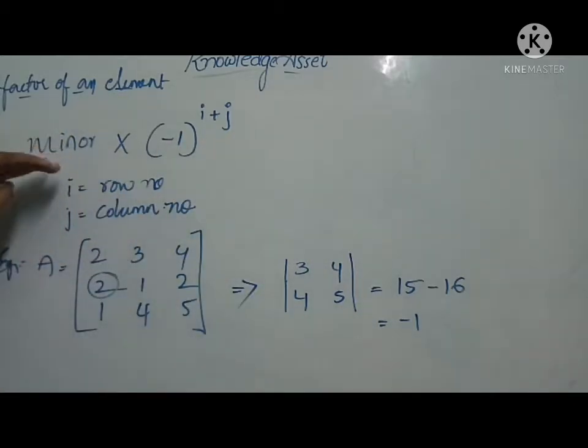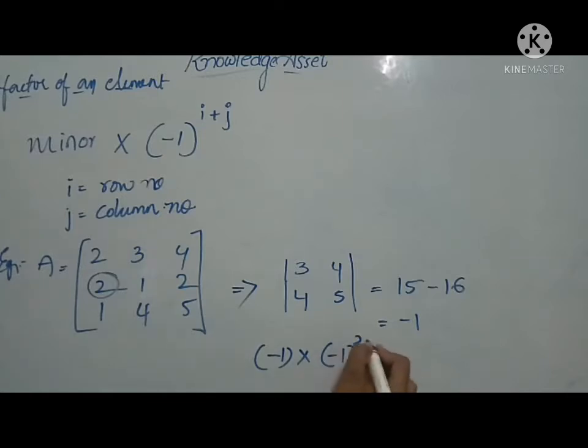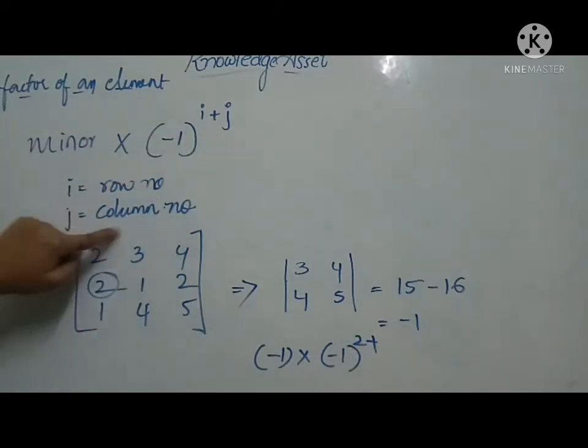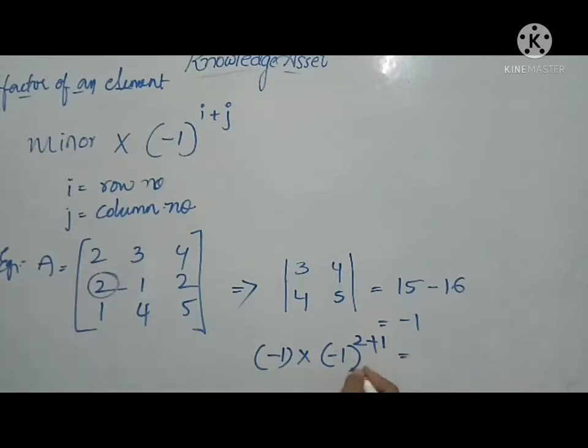Now the minor of the element is multiplied by minus 1 to the power i plus j. What is the row number for the element 2? It is 2, plus j. What is the column number of the existing element 2? It is 1, the first column. As 3 is an odd number, it gives minus 1. Hence minus 1 into minus 1 is plus 1. Hence the cofactor of the element 2 from the matrix A is 1.